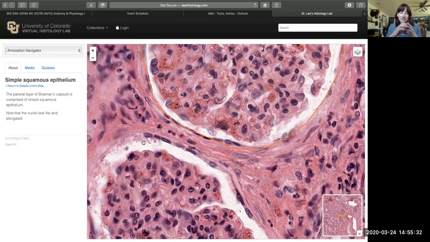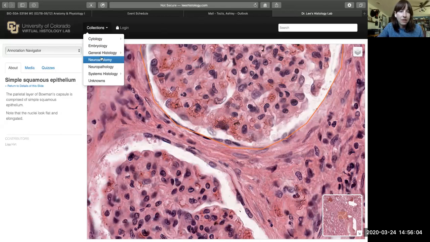We're looking at a slice of a glomerulus, which is a little round sac, basically, of capillaries. And the lining of that sac, we're looking at it lengthwise, right? And what we can see is the nuclei of the individual simple squamous epithelial cells forming a single flat layer in the lining of this glomerulus, okay?